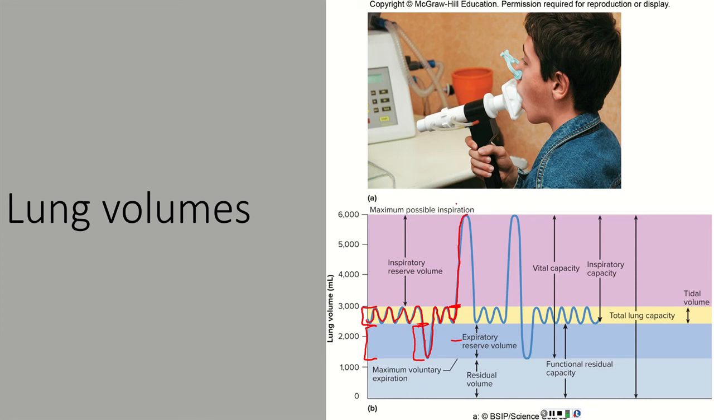And that's what this pink area here is showing us. This is called the inspiratory reserve volume. And the inspiratory reserve volume is the amount of air that we can forcefully inhale after a normal tidal or quiet inhale.